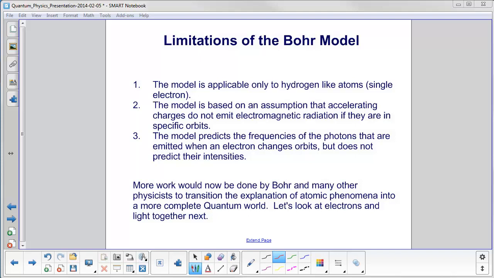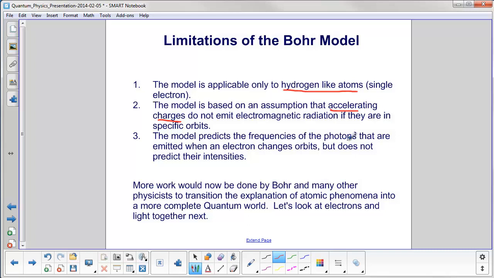There were limitations to the Bohr model. Number one, it only worked for hydrogen-like atoms, which is hydrogen, of course, and any other atom that has just one electron. It's an ion of the various atoms. It's based on an assumption that accelerating charges do not emit electromagnetic radiation if they are in specific orbits. There's no reason to say that other than it made the model work.